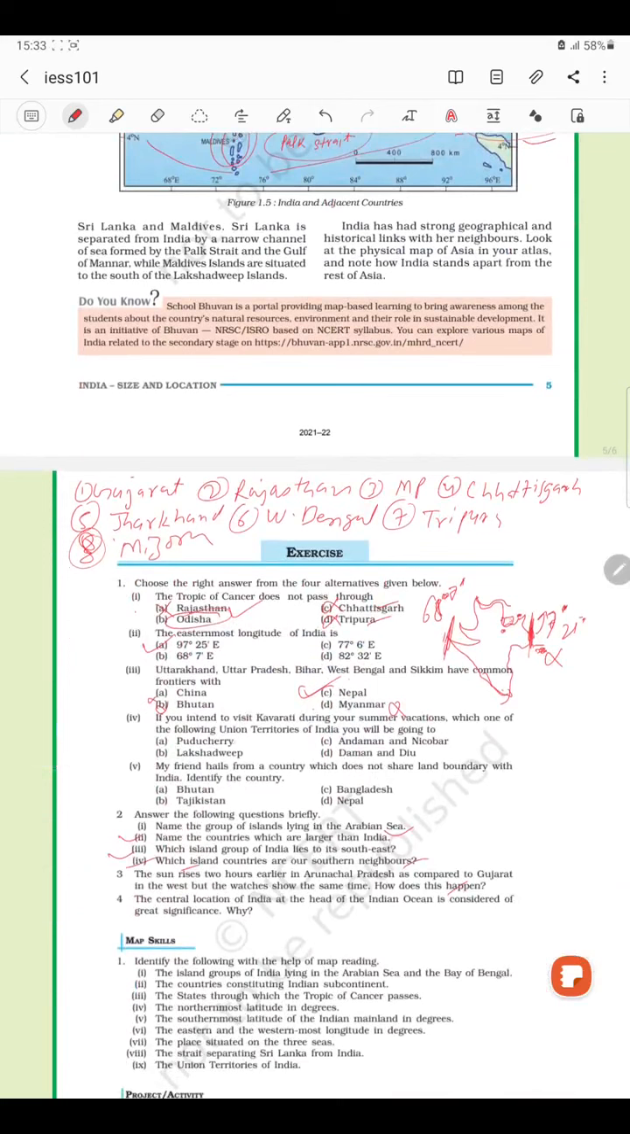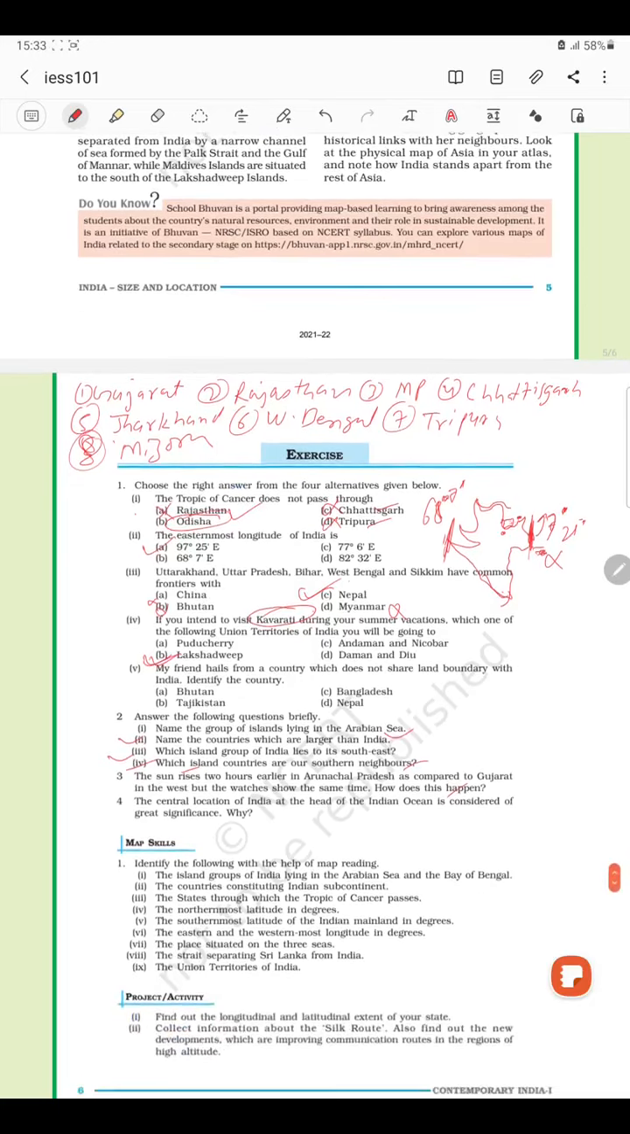If you intend to visit Kavaratti during your summer vacation, which of the following union territories of India will you be going to? Kavaratti is the capital of a union territory, and the name of that union territory is Lakshadweep. The capital of Puducherry is Puducherry, the capital of Andaman and Nicobar is Port Blair, and the capital of Daman and Diu is Daman. Clear? So Kavaratti is the capital of Lakshadweep, and the answer will be Lakshadweep. Clear?